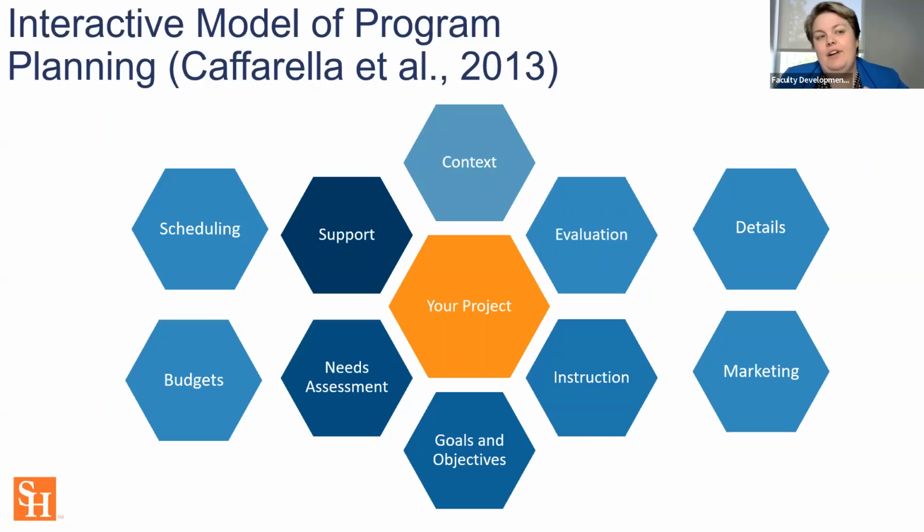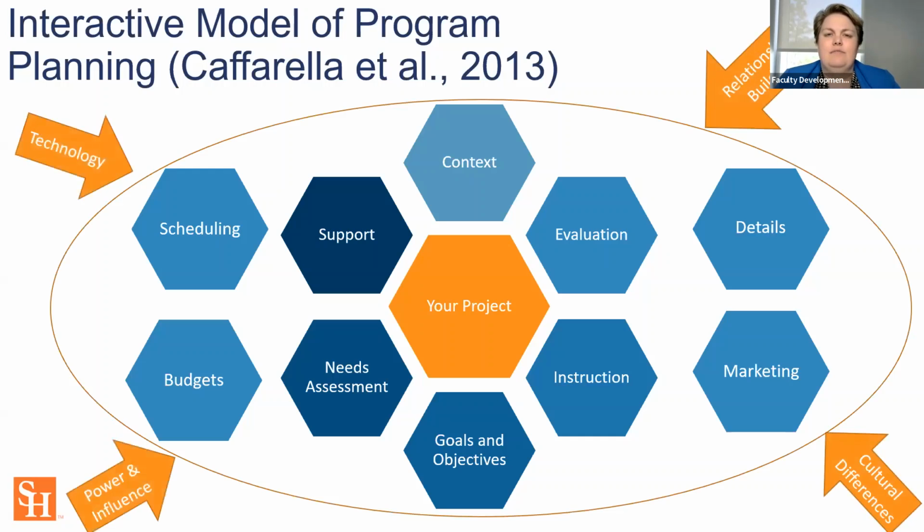But the thing I like about this model is these are the things that are within your control. These are the things that you and your committee or your group or just you as one person can have a lot of influence over. And then there's this extra layer out here: relationship building, cultural differences, technology, power and influence. And I want to note that none of these things are inherently bad, but they do tend to be the things where people break down, where things start not getting done. And especially with students, this tends to be the case.